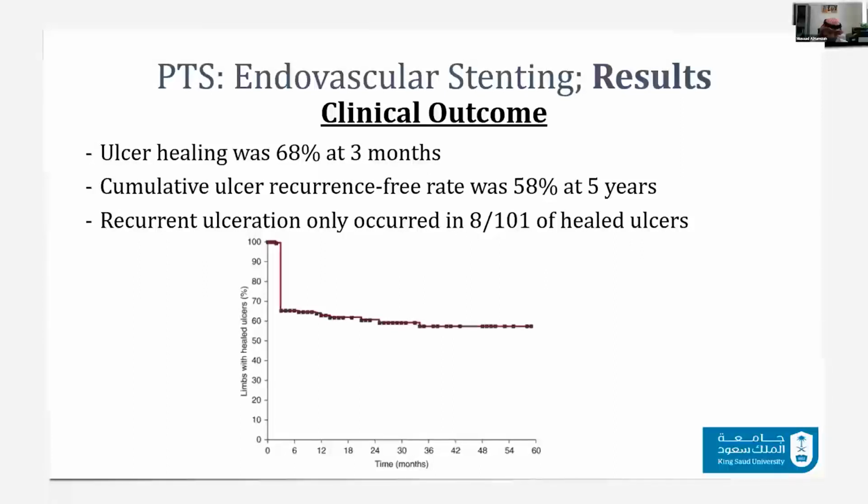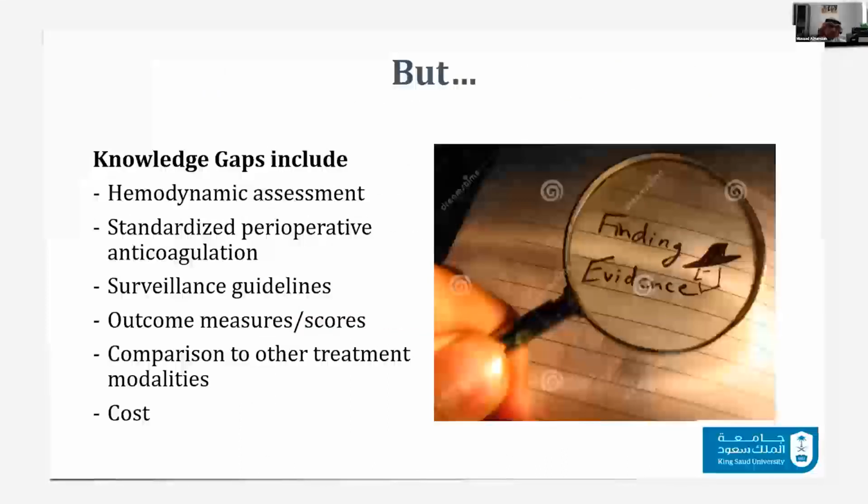Again, recurrence is really late in this group. However, the knowledge gap really exists when it comes to treating patients with BTS with endovascular stenting. We lack any meaningful data when it comes to hemodynamic assessment. There are a lot of clinicians and interventionalists who use the pressure gradient, but that has never been proven to be associated with better clinical outcomes.